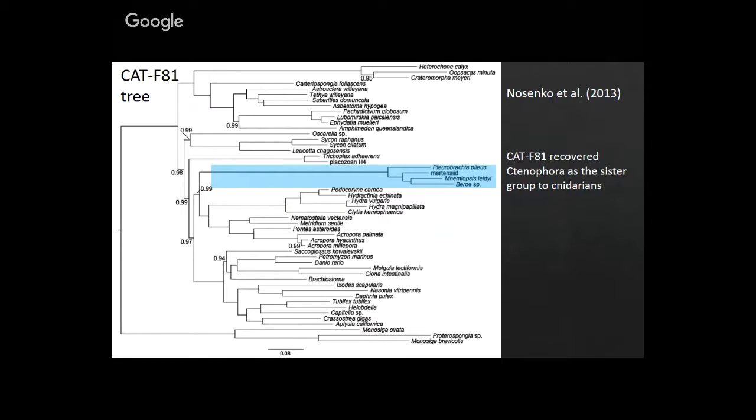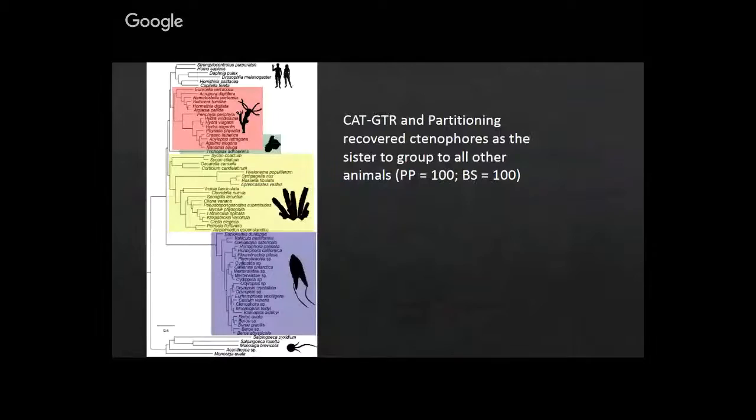However, the single site-homogeneous models actually got the placement of ctenophore sister to all other animals more similarly to what we see with larger data sets with much more taxon sampling. And so this is a new data set that we're going to be submitting very soon, with a lot more ctenophore and some more sponge sampling than previous studies. And both CAT-GTR and partitioning recover ctenophores as a sister group to all other animals.